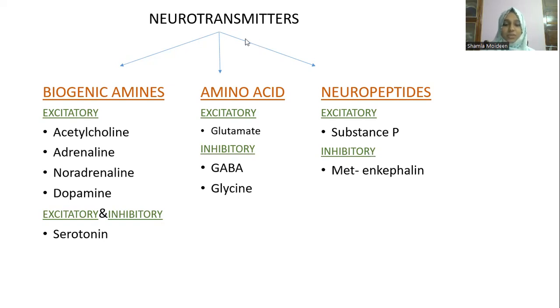So neurotransmitters are generally classified into 3: biogenic amines, amino acids, and neuropeptides. Depending upon their mechanism, they are classified into excitatory and inhibitory. Serotonin can act as both an inhibitory as well as an excitatory neurotransmitter. Here the answer is GABA, which acts as an inhibitory neurotransmitter.